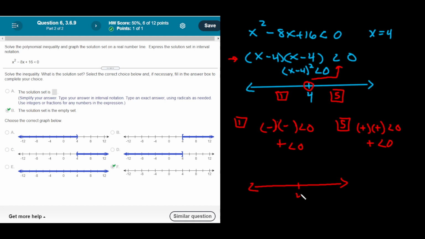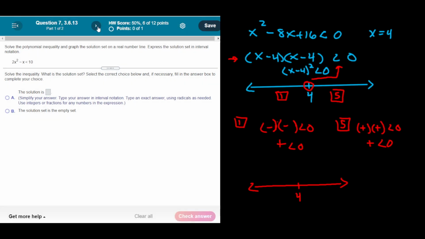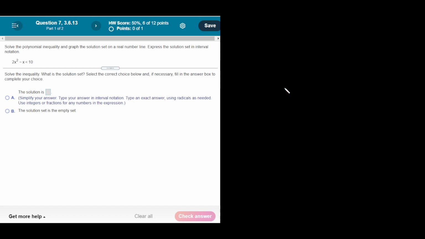I guess we could put a 4 there, but you're not going to shade anything. So that's how we got this. All right, next. Okay, 2x squared minus x, and then less than 10. Yeah, they're making us work, but it's all good. We have 2x squared minus x less than 10.